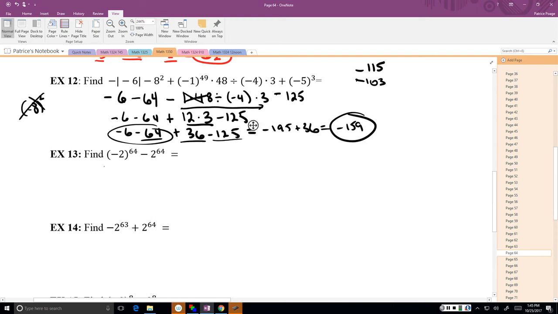But we also know that negative 2 to the 64 power will become a positive number. It's the exact same positive number as you'd get if you did 2 to the 64 power. So I'll just rewrite it. So I have 2 to the 64 minus 2 to the 64, which is what? 0.